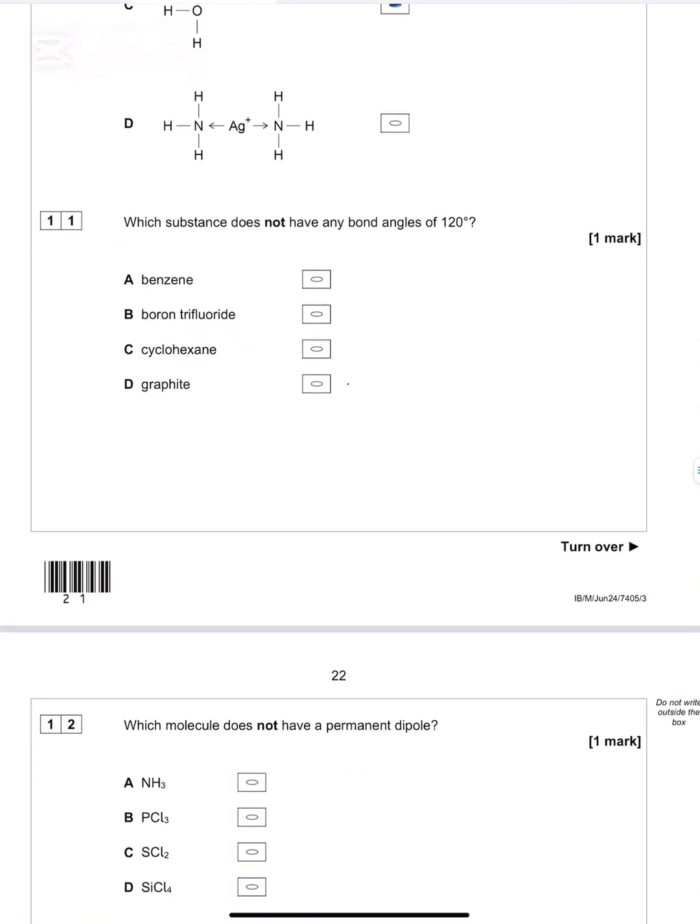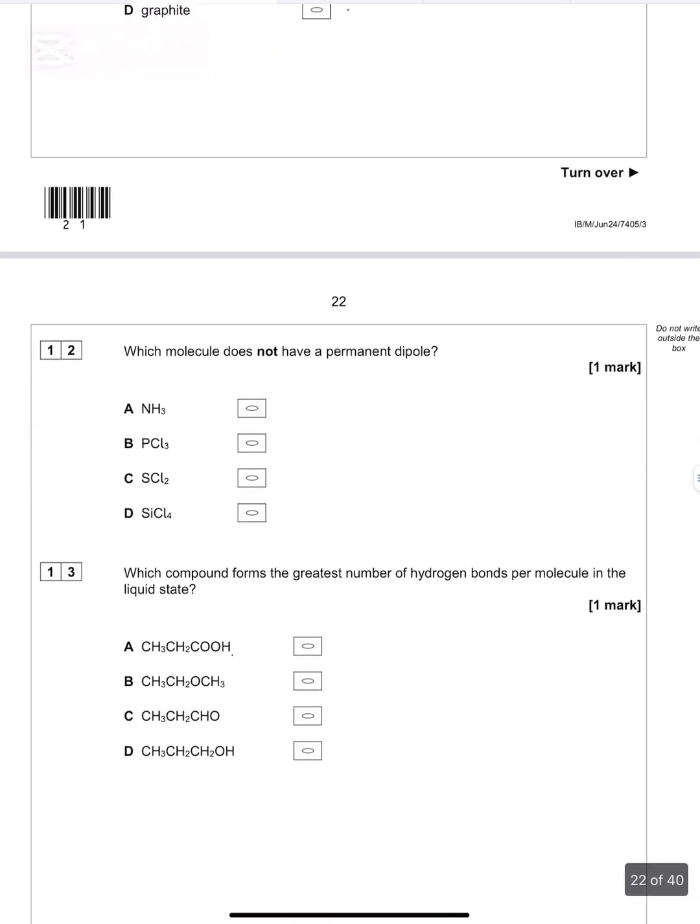Which substance does not have any bond angles of 120 degrees? We are looking for something that is not planar or does not have a 120 degree angle. Benzene is planar, so it's incorrect. Boron trifluoride as well has 120 degrees, it's planar. Cyclohexane is non-planar, and the bond angle is not 120.